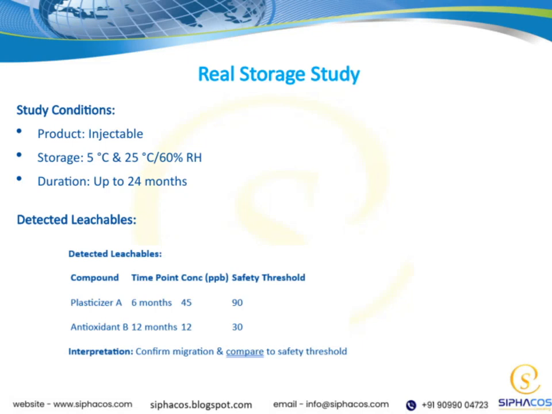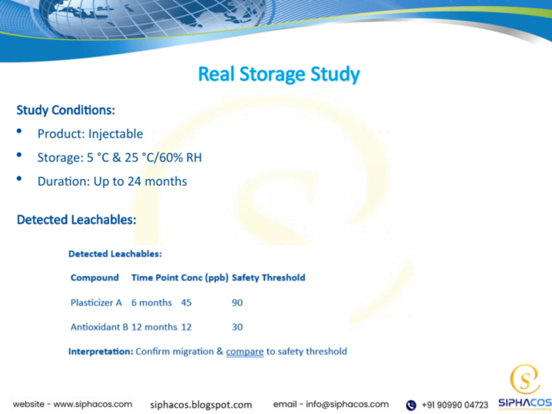In this slide, we're looking at the real storage study, which gives us practical insights into how our product performs under typical conditions. The study focused on an injectable product, which, as you know, is a common form for many therapies. We tested storage at 2 different temperatures, 5 degrees Celsius, which is standard refrigeration, and 25 degrees Celsius with 60% relative humidity, simulating room temperature conditions. We monitored the product over a period of up to 24 months to assess stability and safety over time.